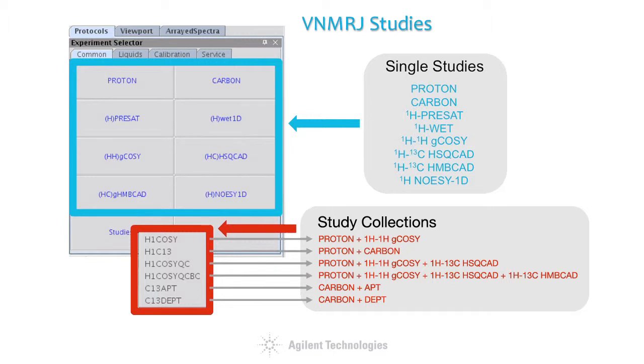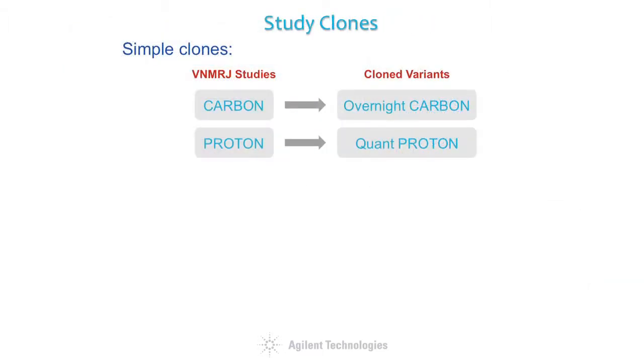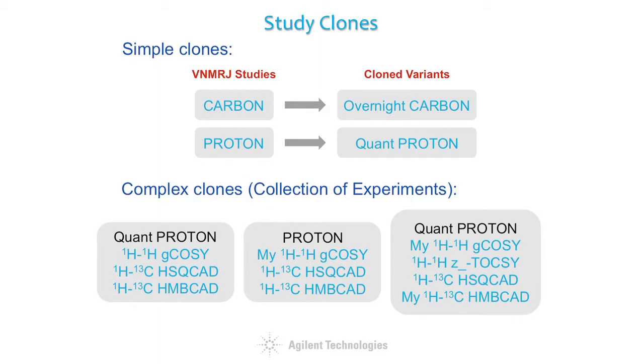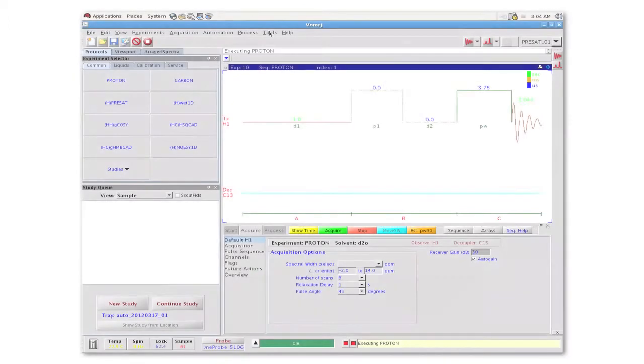Study collections may prove extremely handy when the same experiment combination must be repeated on many samples over and over again. One of the primary tools a spectroscopist can use to customize the interface is known as a study clone. Study clones can be very simple, such as a carbon experiment that is pre-configured to run overnight, or a proton experiment that has been parameterized to collect data for quantitative analysis. Alternatively, a study clone can encompass a collection of experiments that are each customized for a specific task or class of compounds. Let's look at a few examples of how a study clone can be used to make the user's life easier and more efficient.